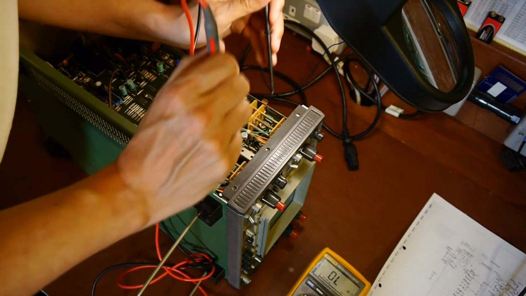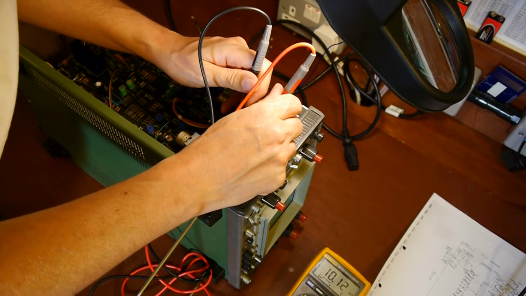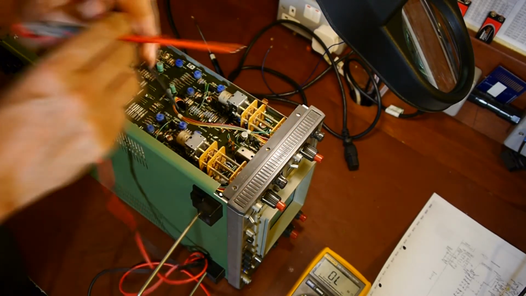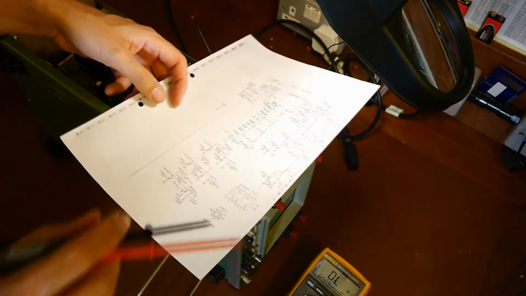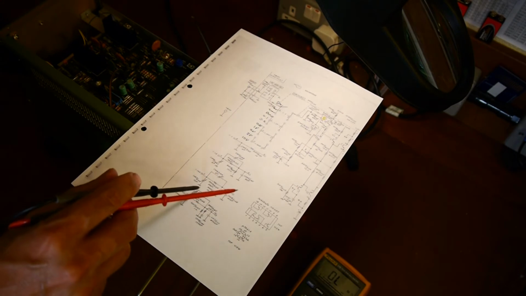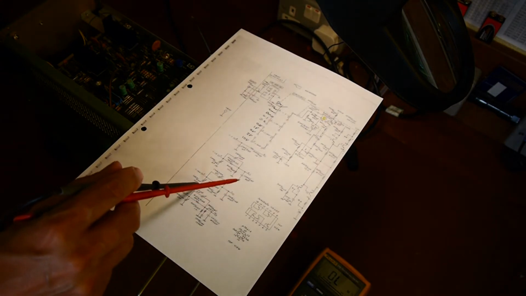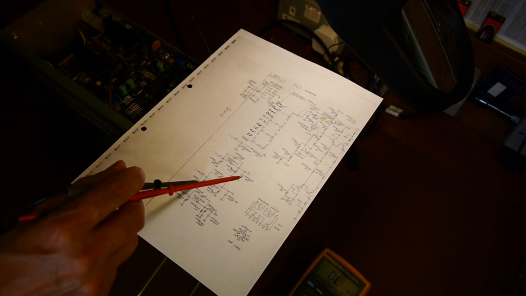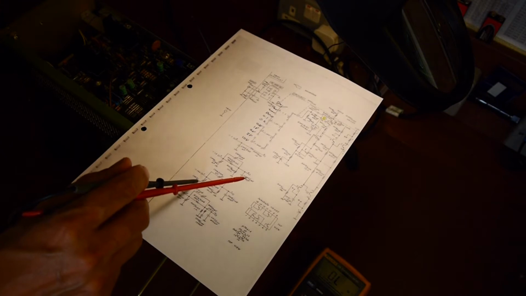Yep, 10.1. Channel 2. 10.1 again. So that's close enough. So both those resistors in our attenuator chain seem okay. Let's just see if we can find these capacitors which could pull it down to ground, could pull our signal down.